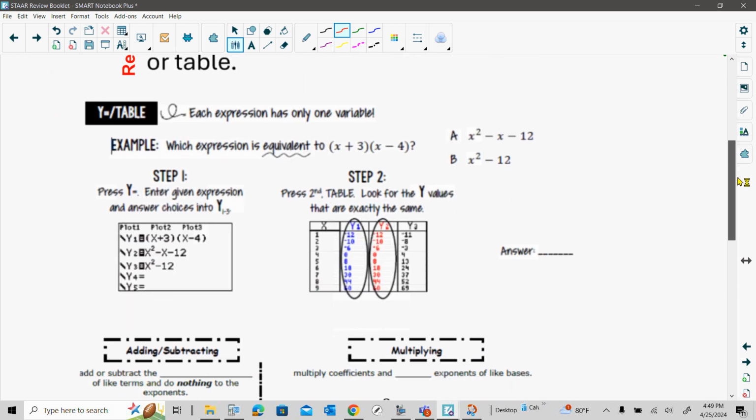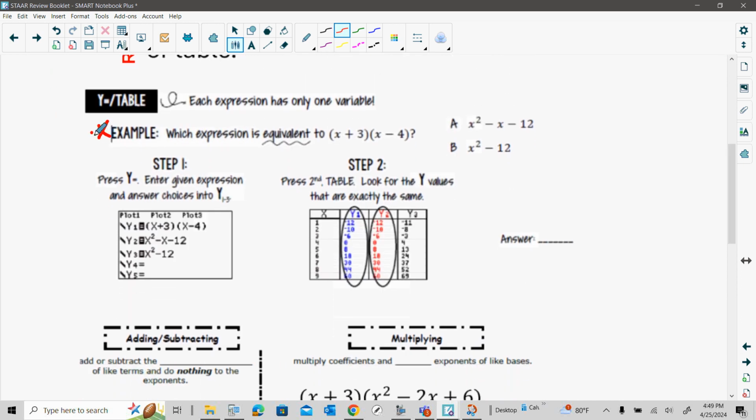So on this first example, it says which expression is equivalent, there's that keyword, to the binomials, x plus 3 times x minus 4. If I'm given an expression, whether it's a binomial or multiplication, I can put this expression as my y1. So step 1, give the expression as y1 into the table in your calculator, and then my answer choice A, which says x squared minus x minus 12, that would be my y2.